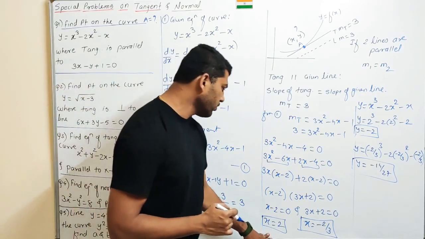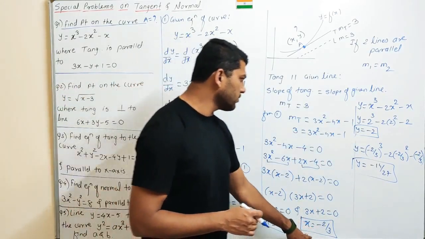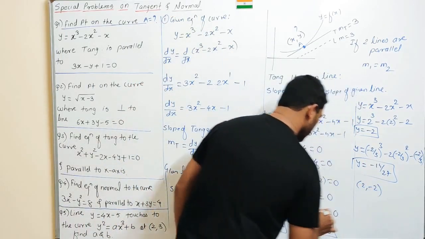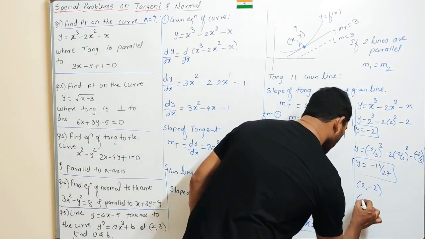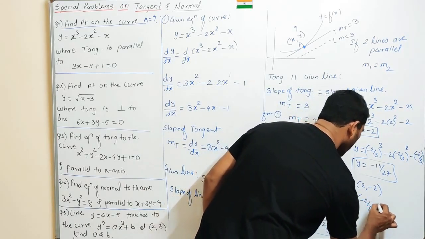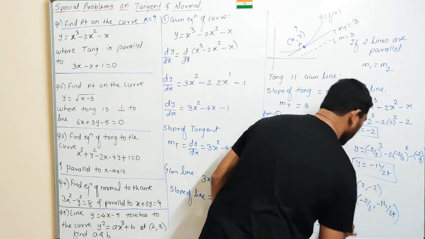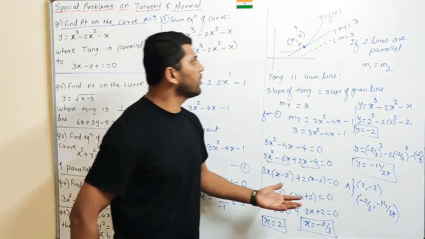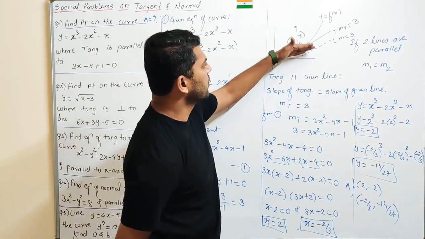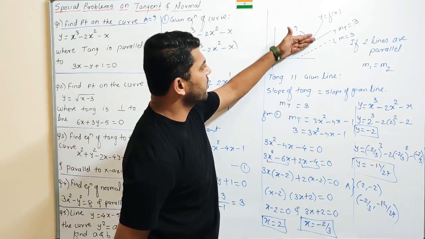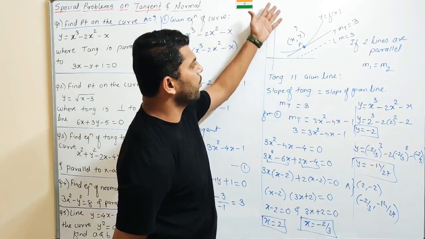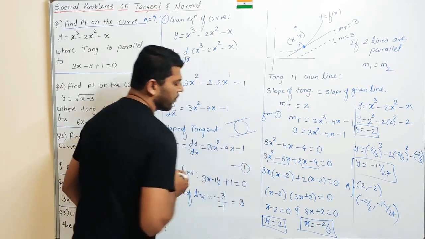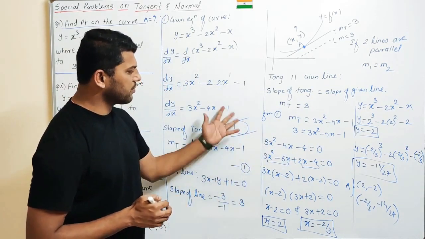So whenever x is 2, then y is minus 2, and when x is minus 2 by 3, y is minus 14 by 27. So the point may be 2 comma minus 2, or the other point may be minus 2 by 3 and minus 14 by 27. So there are two possibilities for this point A. It might be possible that as far as the circle is concerned, we can draw two different tangents which are parallel to each other. This might be the possibility.